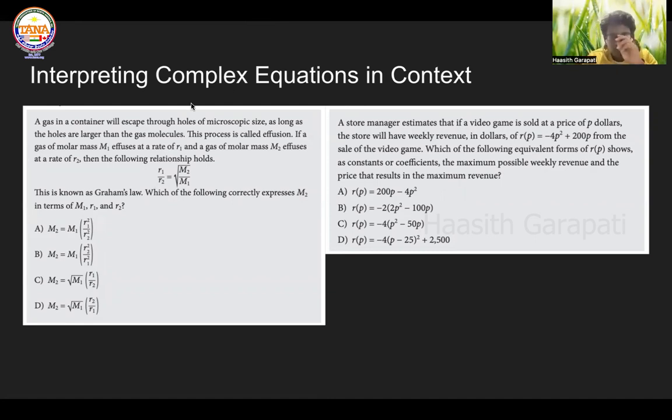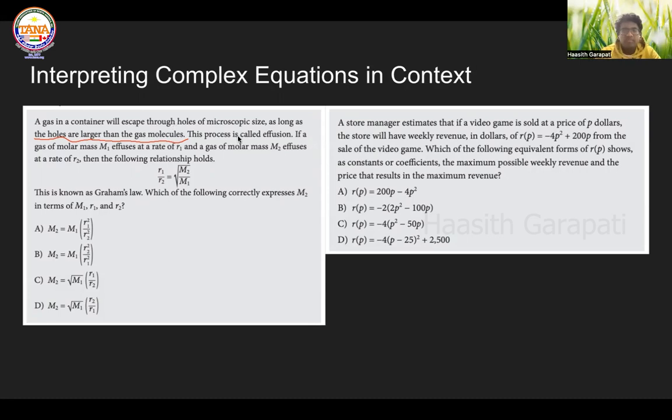So question number one. A gas in a container will escape through holes of microscopic size as long as the holes. Okay, you know what? When it comes to word problems, a lot of times the first few sentences give context that doesn't really affect the question, so you can just skip that. Usually you should just look at the mathematical equation first. So R1 over R2 is equal to the square root of M2 over M1. This is a chemistry thing. Okay, at the bottom, which of the following correctly expresses M2 in terms of M1, R1, and R2?